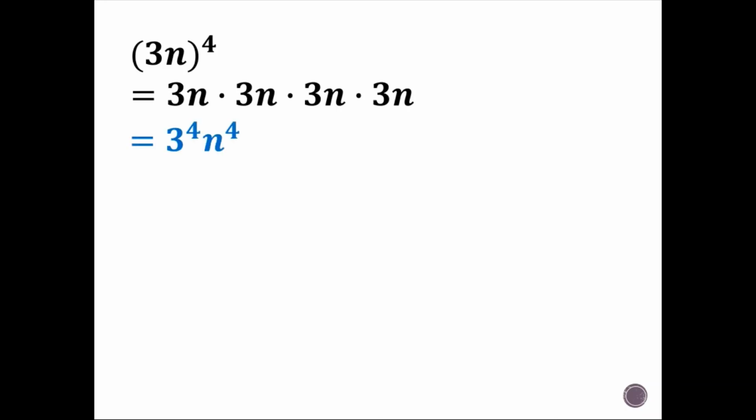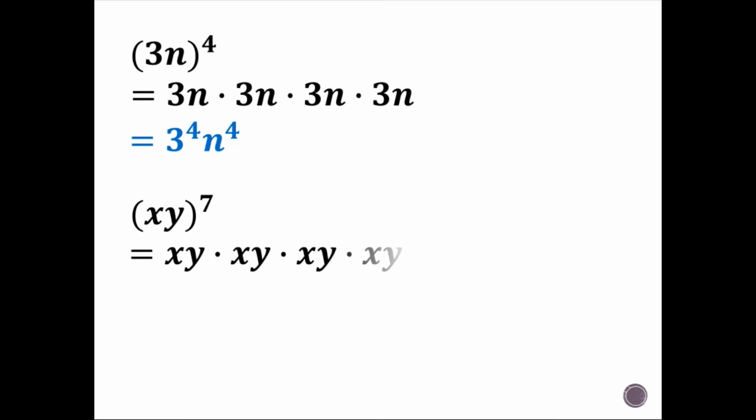Now let's take this expression, the quantity 3n raised to 4. Expanding it, we will have 4 3n's, and simplifying them, since there are 4 3's and 4 n's, we will have 3 to the 4th power, n to the 4th power. If I have also the quantity xy raised to 7, expanding them, we will have 7 xy's, and so you see 7 x's and also 7 y's. Simplifying them, that becomes x to the 7th power, y to the 7th power.